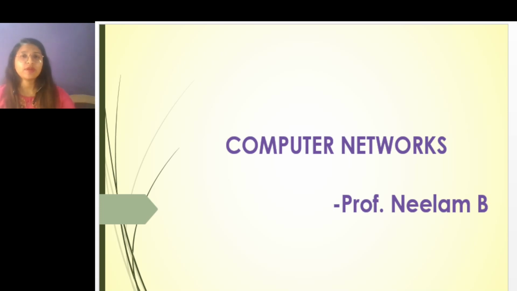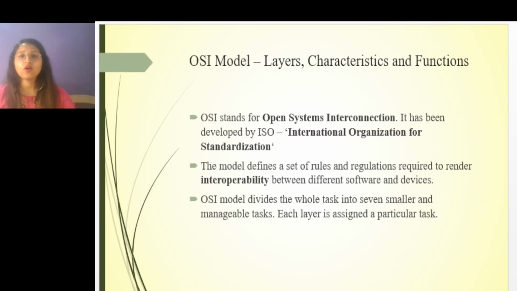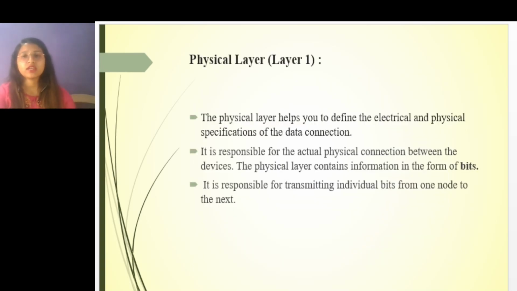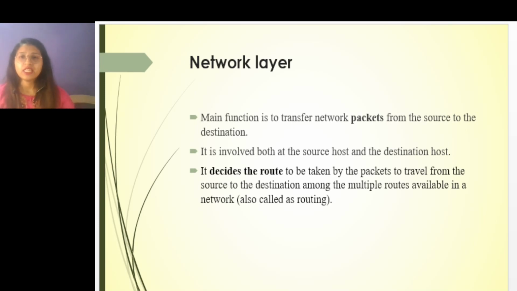I hope that you have watched my previous video related to computer network. So we'll continue with the topic of various layers of OSI model, what are its function and characteristics. In our previous lecture we have studied about the physical layer, how actual data is sent across the media, and the data link layer, whose function is to pass the data from node to node. So today we'll start with the network layer.